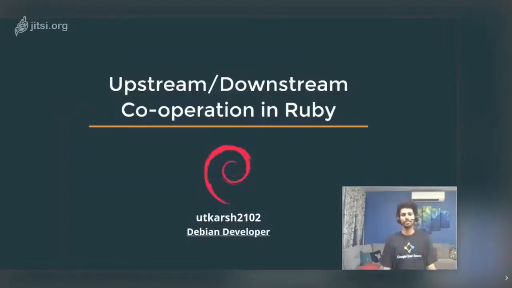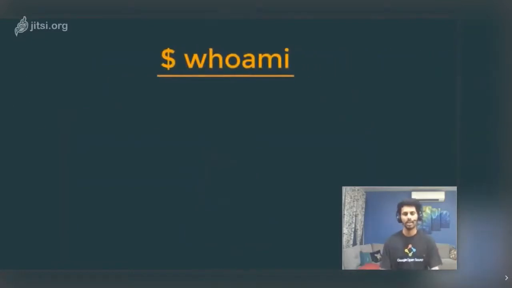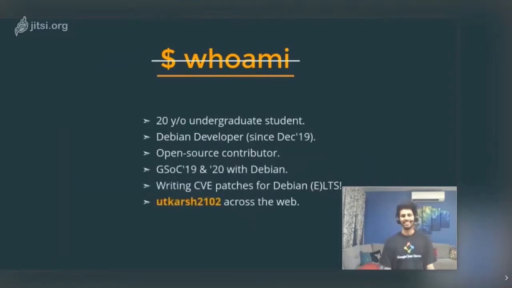Hello, I hope you're doing fine and are good amidst this COVID fiasco. So I'll just quickly get on to explaining what I'm up to this GSOC. So my project is called Upstream Downstream Cooperation in Ruby. And before I get there, I'd like to introduce myself. And I'm not going to use a cliche title like "Who am I?", right?